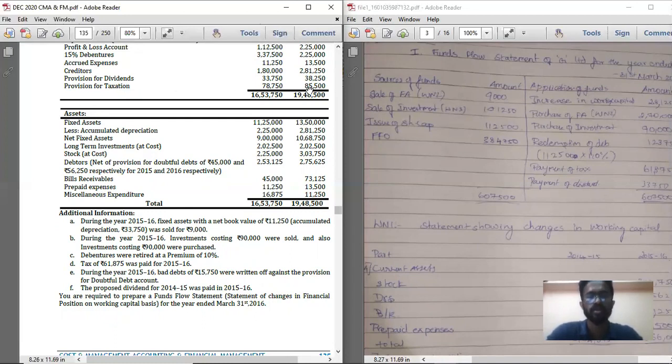You should open a separate account, provision for taxation, and take this amount of income tax paid and calculate the balancing figure, that is how much is transferred to P&L account for the current year.